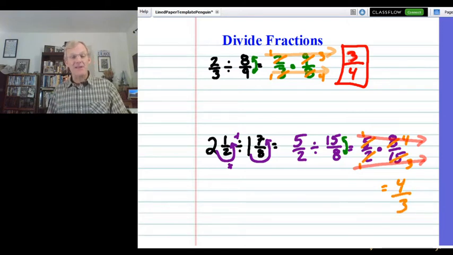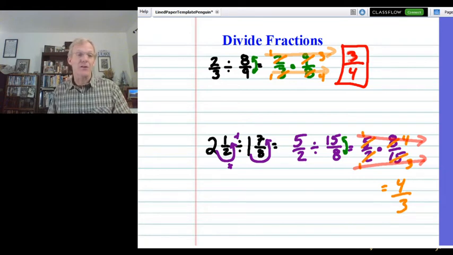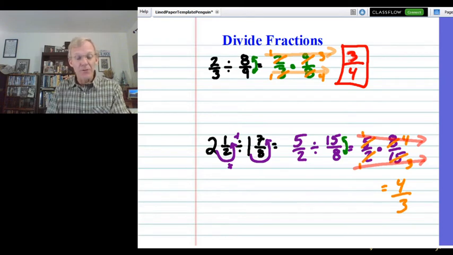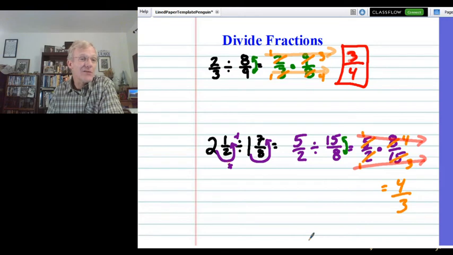Now, our answer is improper. It's top heavy. The top number is larger than the bottom one. The numerator is larger than the denominator. So we have to convert it back to a mixed number. So we reverse this process here. Basically, all we've got to do is division and find the remainder, like we did in the last video.